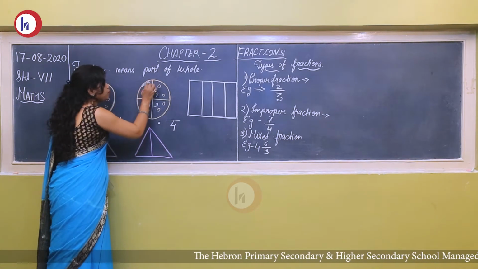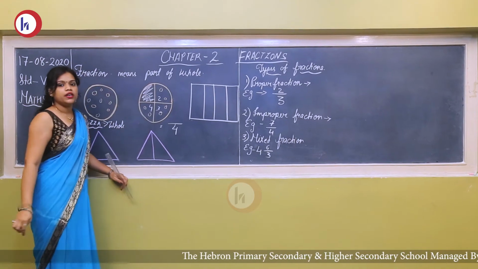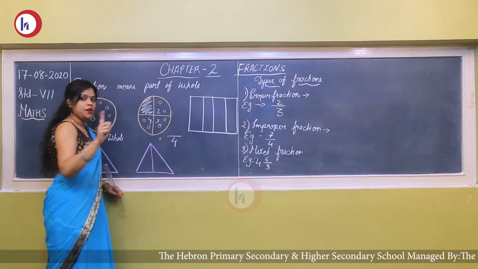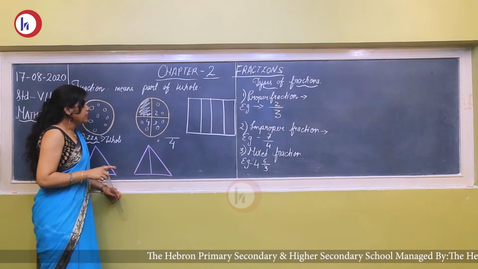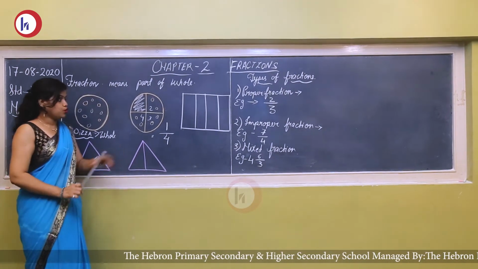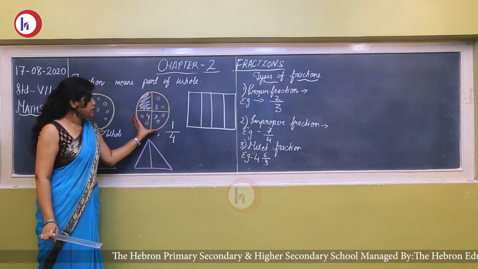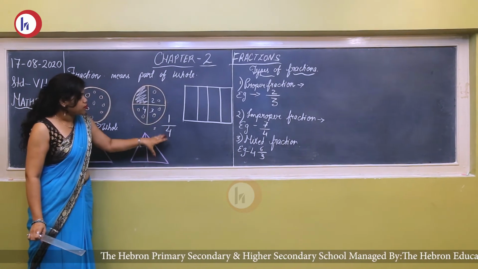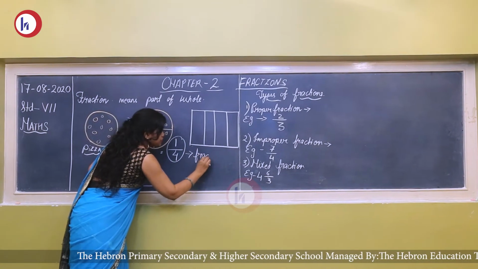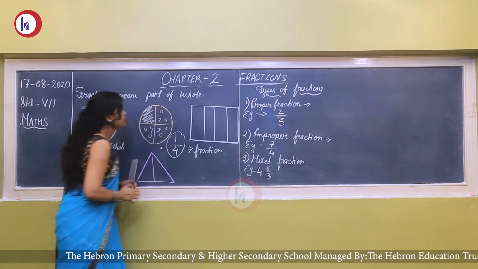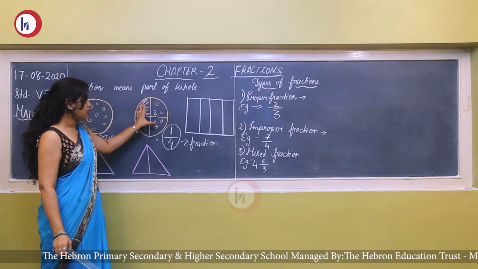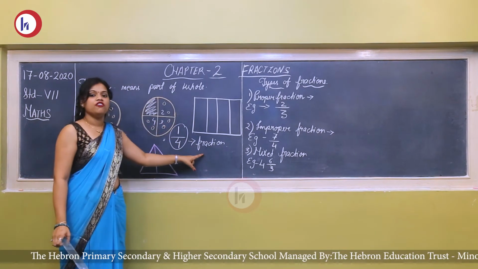Now if you are eating one part of this pizza, it means out of these 4 parts, one part is being used, one part is finished. So that we will show like this, 1 by 4. So your pizza can now be shown by 1 by 4. This is called the fraction. Fraction is a part of the whole. Means out of this whole pizza, 1/4 part you have finished.